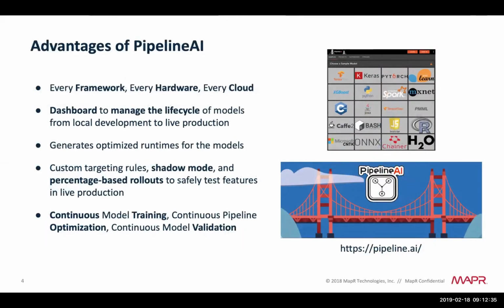So why have we chosen to integrate with PipelineAI here? This really comes down to the fact that it runs everywhere. It supports almost every framework. It runs on every hardware, every cloud. We have a nice dashboard here, which you can figure out yourself and play around with in the community edition, which Chris pointed out. It helps generate optimized runtimes for the models. We have custom targeting rules, a shadow mode available, and we can do percentage-based rollouts to test new features in live production, and really are able to do this continuous model training and pipeline optimization validation that Chris mentioned.